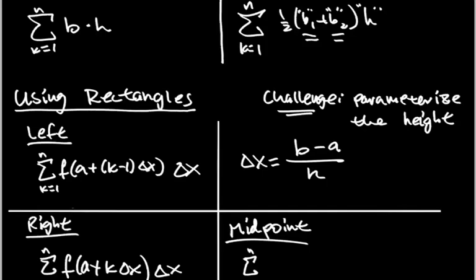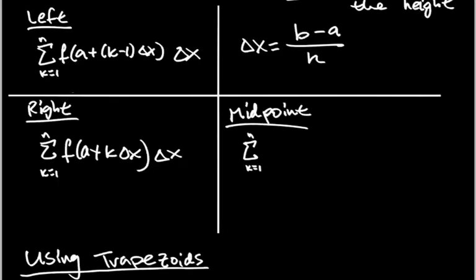If we let this start at k equals 1, then it'll be a plus, we're going to have something over 2 times delta x, and then that delta x outside. Let's see, what can we do with that?